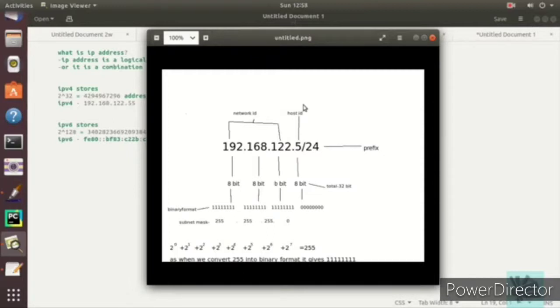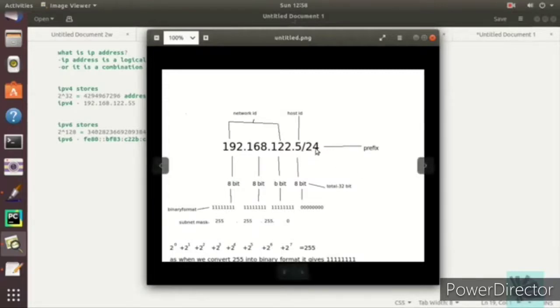If the prefix is 16, then 8 plus 8 are ones and the others remain zeros. If the prefix is 16, 192.168 is the network ID and 122.5 is the host ID. I think you can understand what is network ID and what is host ID, but what is subnet mask then?